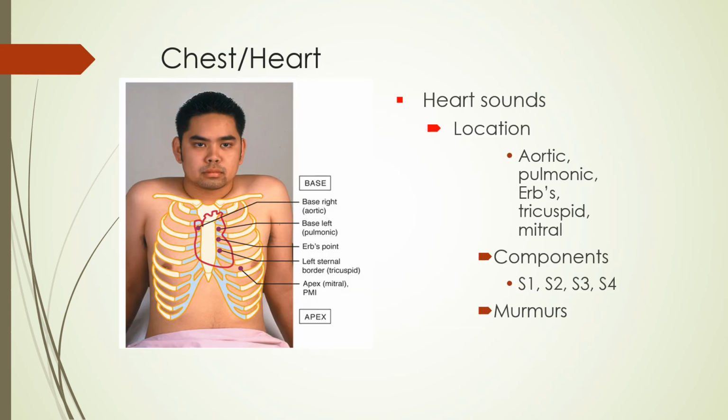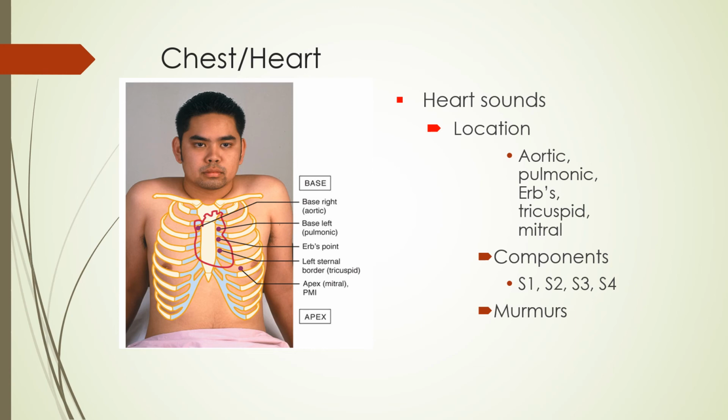All right, let's go to the heart. You will have to know the different locations of the heart sounds. The aortic, pulmonic, Erb's point, tricuspid, and the mitral valve. You have to hear the normal S1 and S2, lub-dub, lub-dub. So when you listen to the patient's heart sounds, you're going to listen at all 5 areas of the heart. This is a great picture that shows you where to listen. The aortic, okay, the pulmonic, the Erb's point, the tricuspid, and the mitral valve, okay?